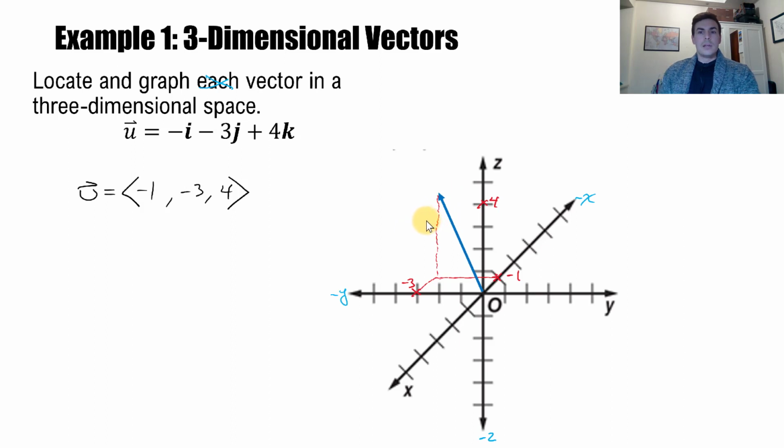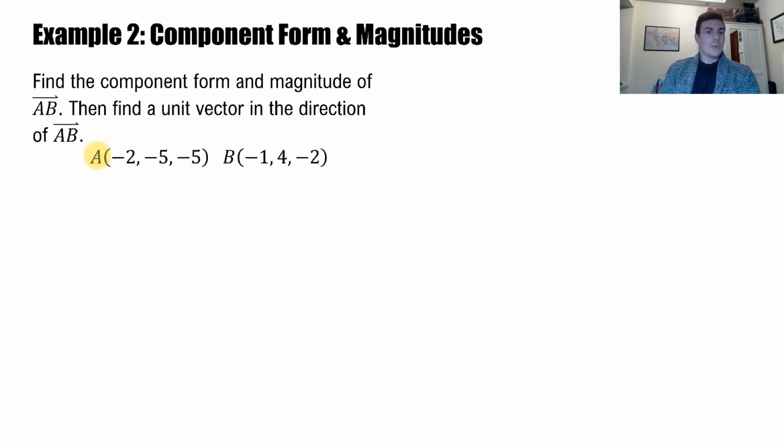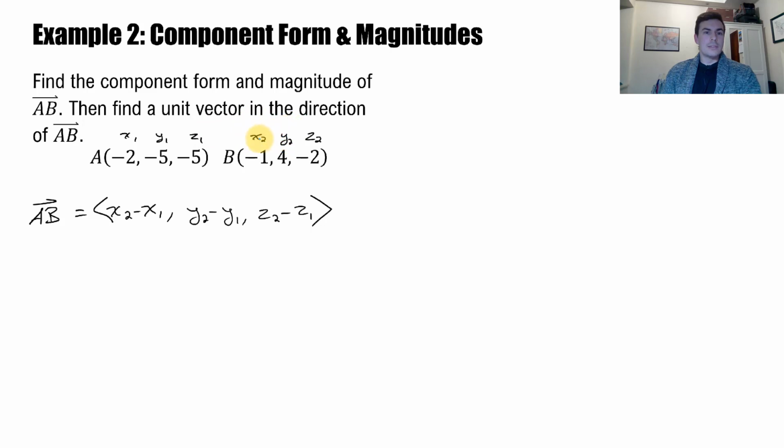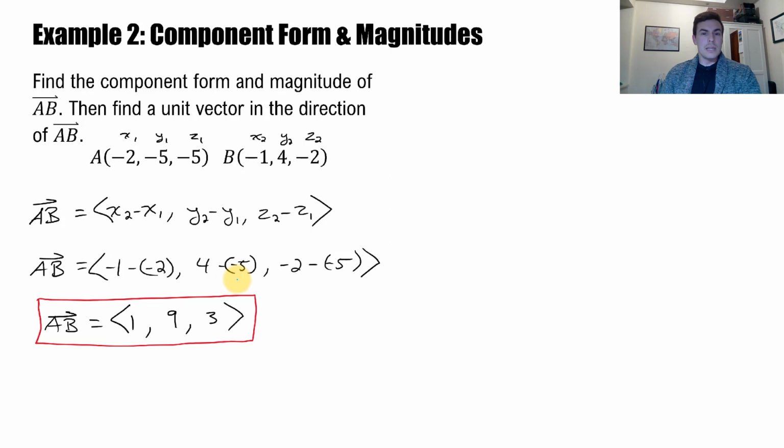Okay? Let's go ahead and now take the component form and the magnitude of a vector given the initial and terminal points, and then we're going to find a unit vector in the direction of AB. So we've got our points here. Again, to put this in component form, we just say x2 minus x1, y2 minus y1, z2 minus z1. So here I've got x1, y1, z1, x2, y2, z2, and we just plug those directly. 1 minus -2, 4 minus -5, -2 minus -5. All right, so we simplify that to 1, 9, 3 for our vector AB in component form.